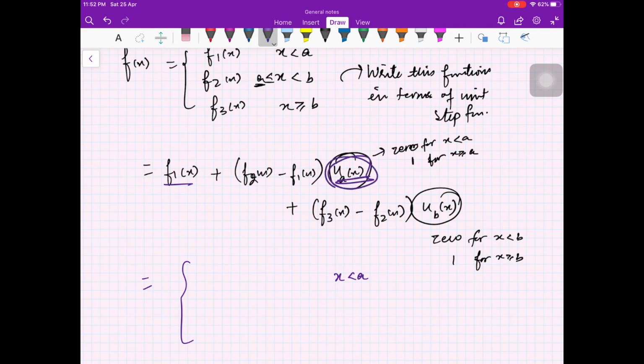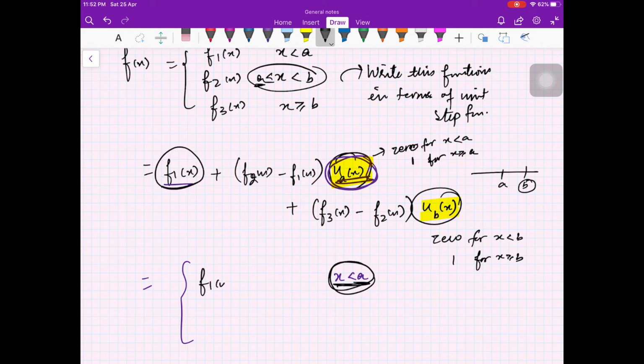You see, for x less than a, this is 0 because x is less than a, and also this is 0 because obviously if we are writing this function like this, you have this situation: a is here, b is here. So if x is less than a, for sure this is less than b also. So when x is less than a, you have f1(x), and these two terms are 0.